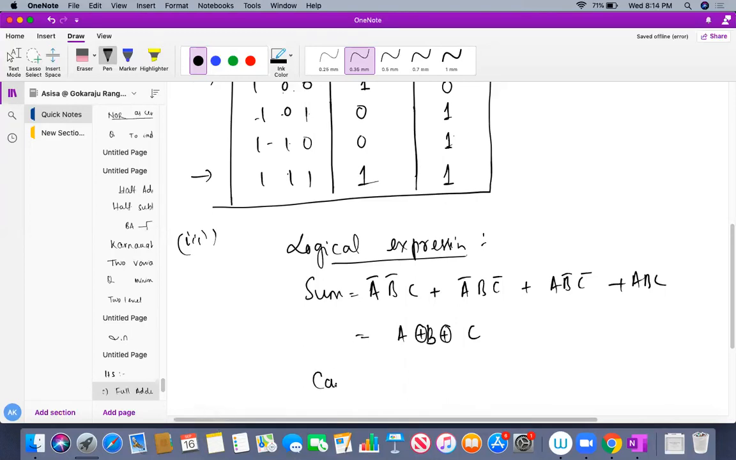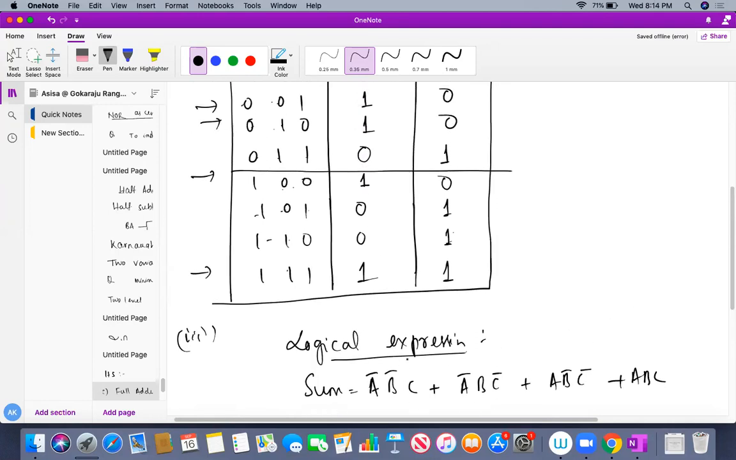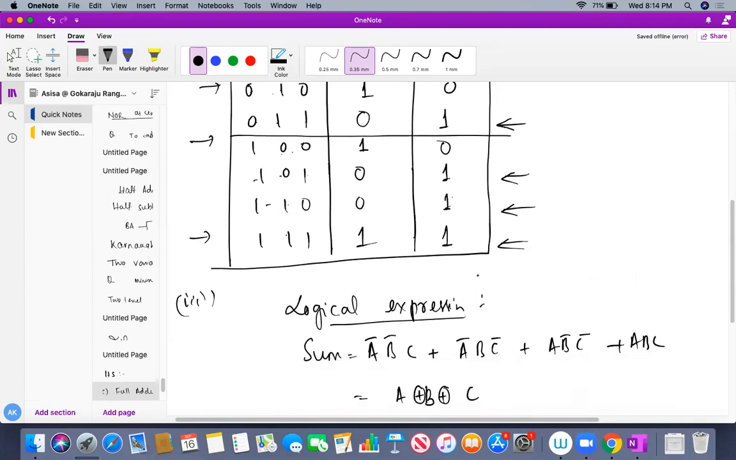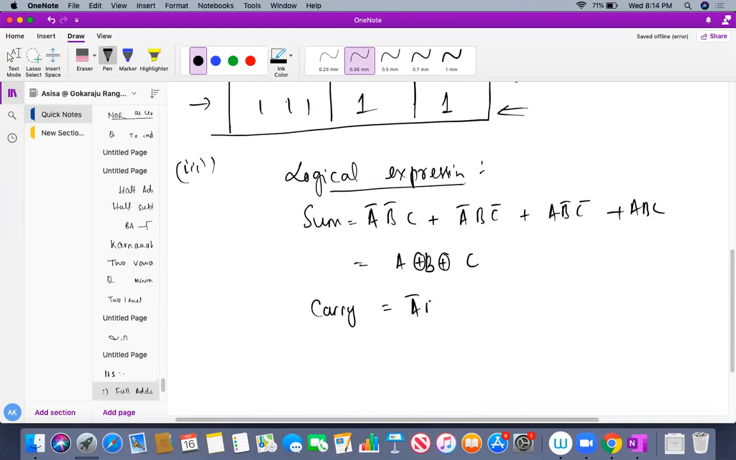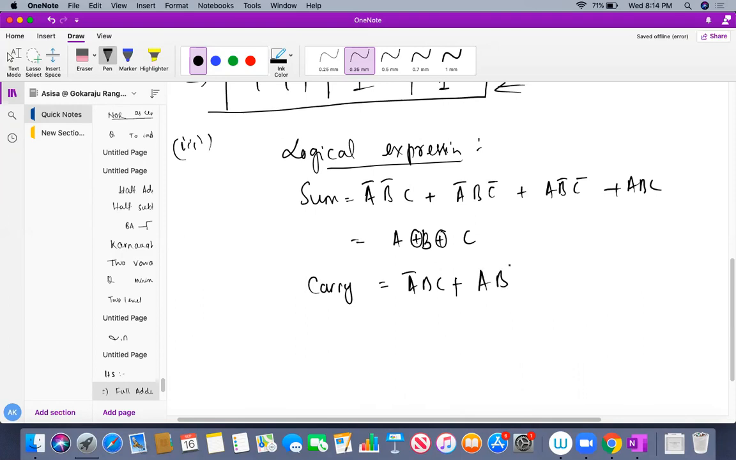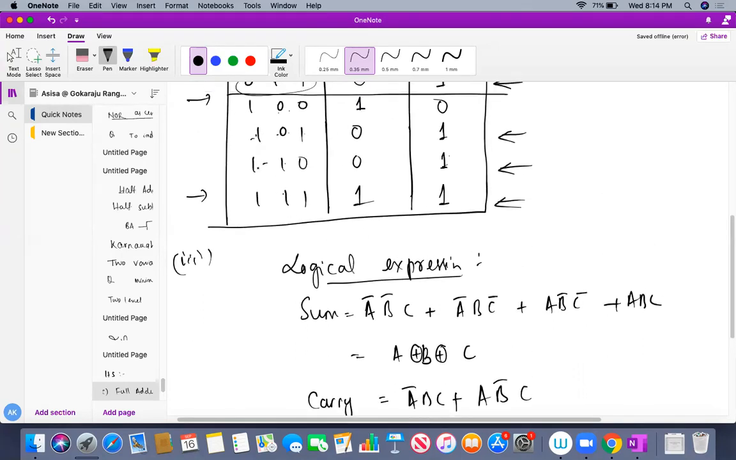Okay, for the carry, what you need to do? For the carry, similarly, wherever the ones are there, see here I have 1, here I have 1, here I have 1, here I have 1. So for the carry, it is A bar BC. So this function is A bar BC. Next, which is again A B bar C. Next, A B C bar. Next, last one is A B C.